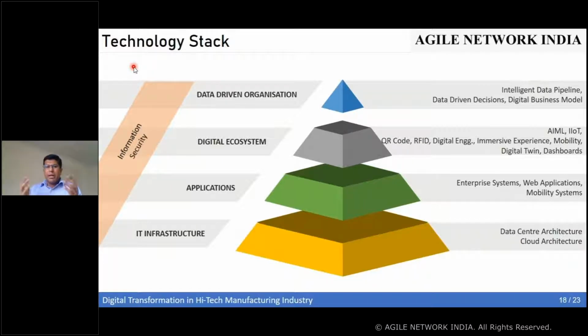Once you have stable applications, on top of that you can generate a digital ecosystem of your IoT projects, material tracking, people tracking, digital twins, dashboards, etc. This is only possible when the previous two layers are done. Once these three layers are in place, you can think of a data-driven decision-making organization or a digital business model. You can think about monetizing your data. Obviously, you will need information security across all four layers of the stack.